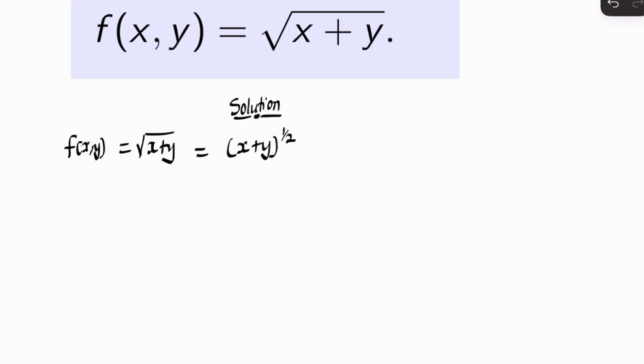Then to find the total differential, we use the formula dz is equal to partial of f with respect to x, multiplying dx, plus partial of f with respect to y, multiplying dy.